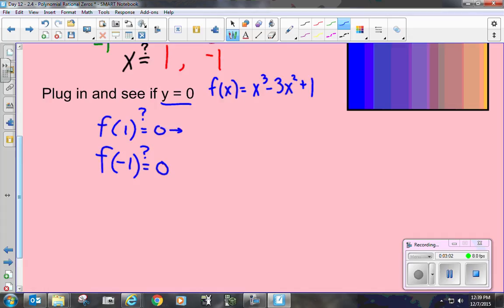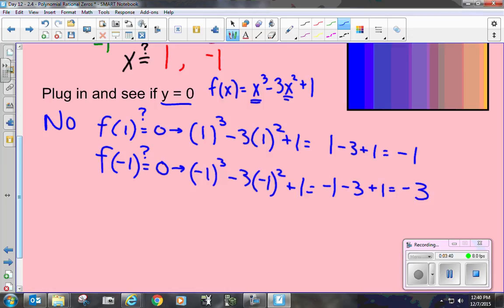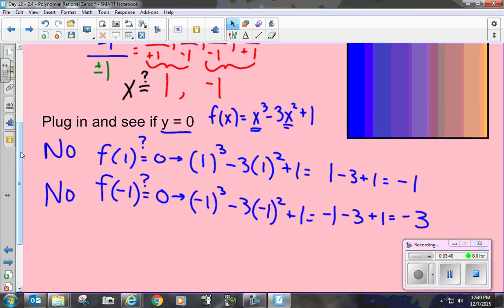Okay? So, I've got 1 cubed, again, I'm just putting them in for my x's, minus 3 times 1 squared plus 1. Well, that's 1 minus 3 plus 1. That's negative 1. So that is not a root. No. All right? This next one, I'm just going to put a negative 1 in for all my x's. Negative 1 cubed minus 3 times negative 1 squared plus 1 equals negative 1 minus 3 plus 1. That's negative 3. This is not a root either. All the roots for this polynomial are either imaginary or irrational.